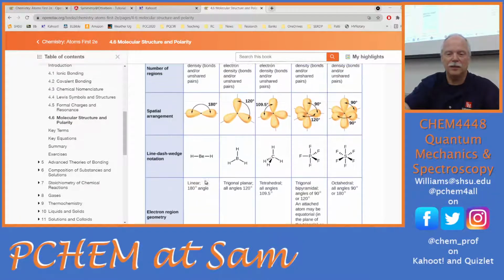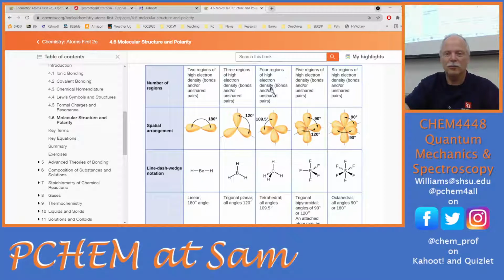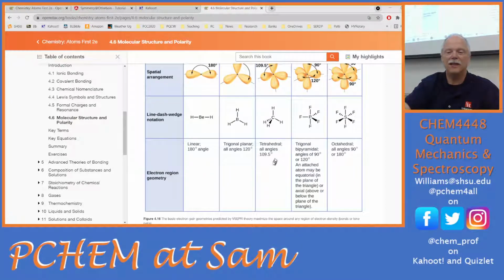Let's do water. There are 4 regions of high electron density around that oxygen, and it has a tetrahedral electronic structure, but it's not a tetrahedral molecule. You only have 2 atoms around that oxygen atom, so it's a bent structure. We call it a bent molecular structure. That's one thing they don't really point out at this freshman level: they say electron region geometry, let's call that the electronic structure, and the molecular structure is where the atoms are.